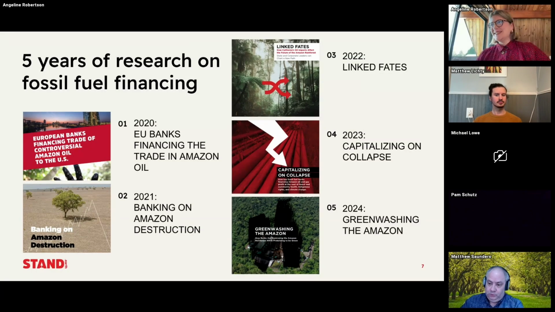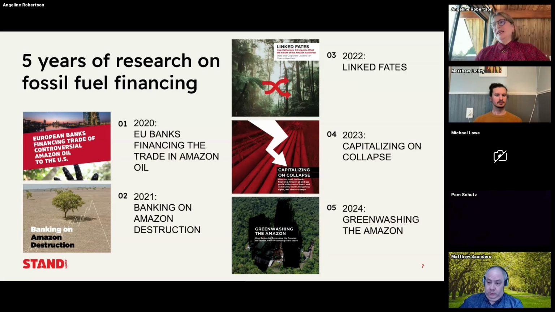In 2022, we turned our sights to the supply chain for crude oil coming out of the Western Amazon specifically, and looked at the linked fates between the Amazon and oil production in the Amazon and its biggest global consumer, which is the state of California.